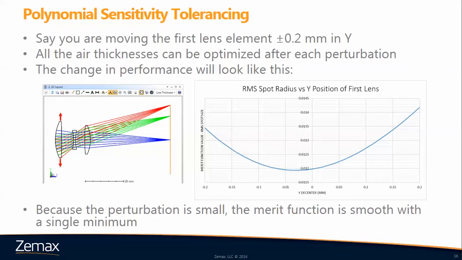So I plotted the results in Excel, and you can see that the resulting merit function is a very smooth curve right here. So again, all I did was move this lens up and down 0.2 millimeters in Y, and then I adjusted the air spacings after that. Because the perturbation is small, the merit function is very smooth and has a single minimum.